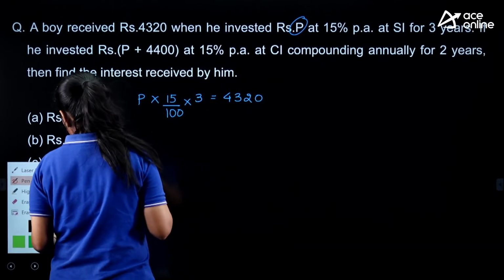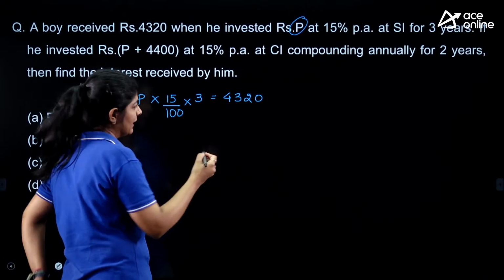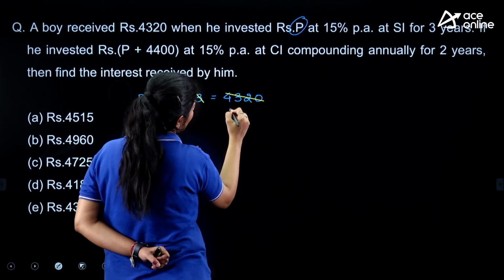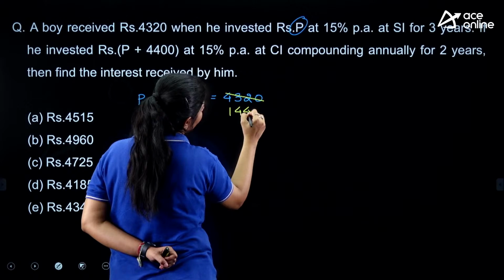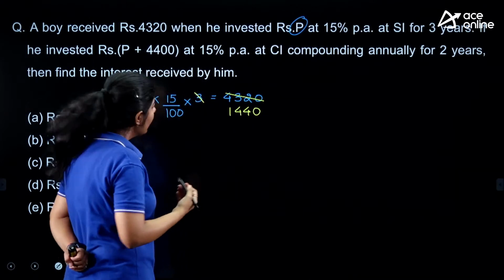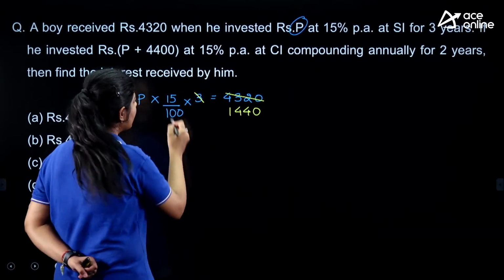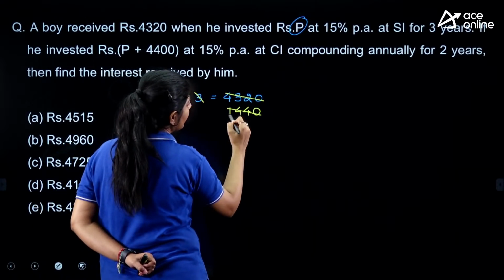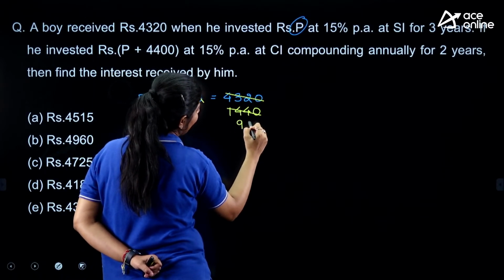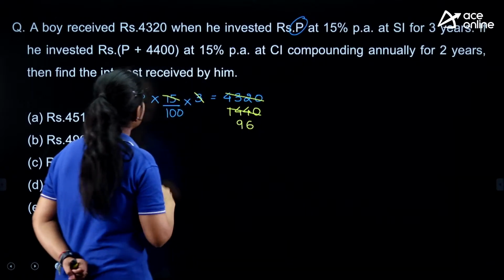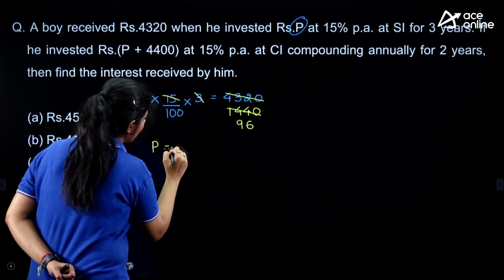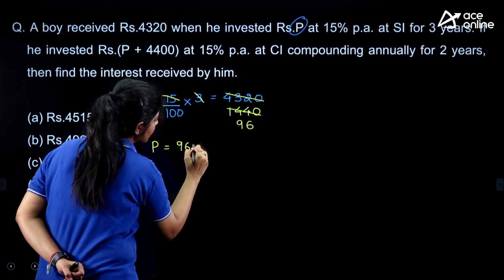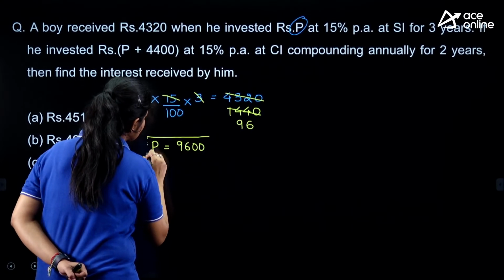Can we eliminate it with the help of 3? Yes. 1, 4, 4, 0, right? Now can we eliminate it with the help of 15? Yes, here 135, 9 times P, and after that 6, right? So the principal amount that we got is rupees 9,600. This is my principal amount.